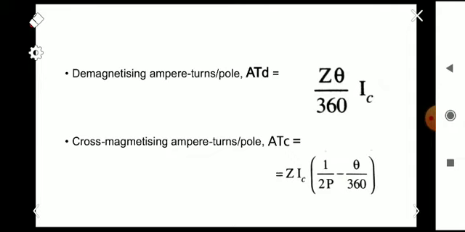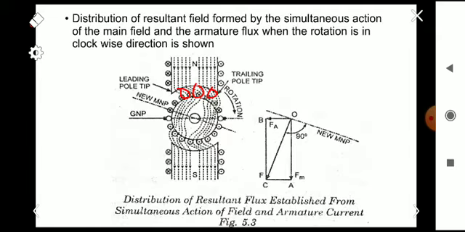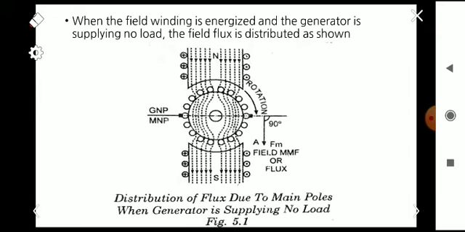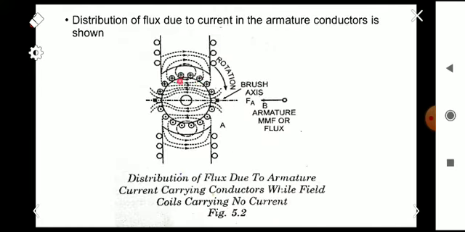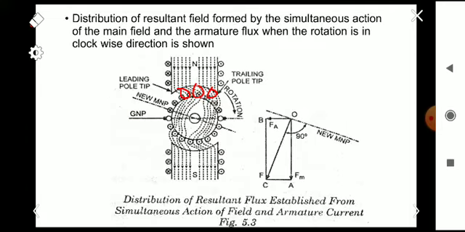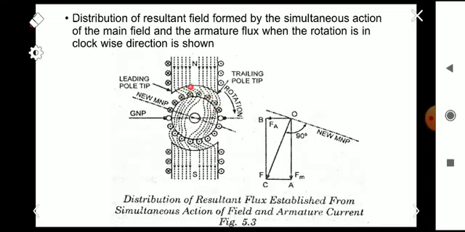For an armature reaction question, you have to draw at least these three figures. This is the main field flux alone, and this is the armature flux alone. When this armature flux interacts with the main field flux, armature reaction occurs and the resultant flux will be like this. This is the resultant flux.